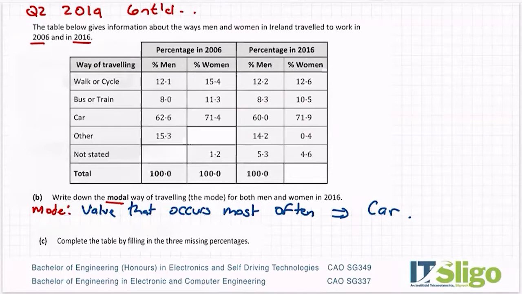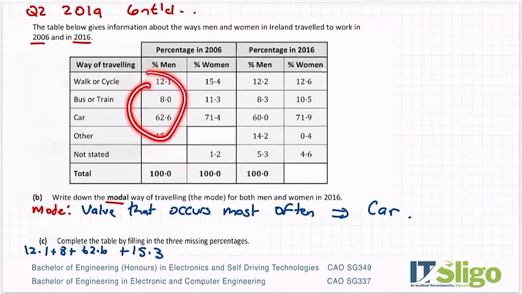Okay, so we have to fill in this value, and of course this value. This is all of the men and how they travel to work in 2006, so it all must sum to 100. Percentages always do. So I'm on my calculator and I'm adding 12.1 plus 8 plus 62.6 plus 15.3.